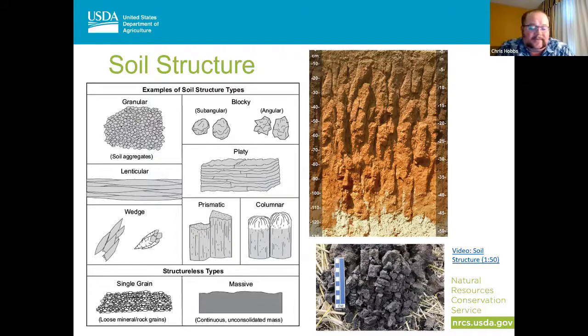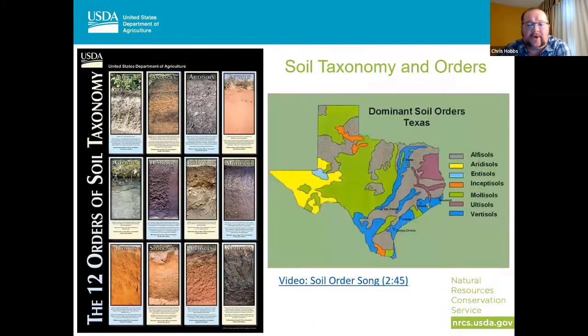Okay, so we talked about three different things that we look at to determine soil horizons. And we'll continue on and look at soil taxonomy. Soil taxonomy is a soil classification system developed by USDA.